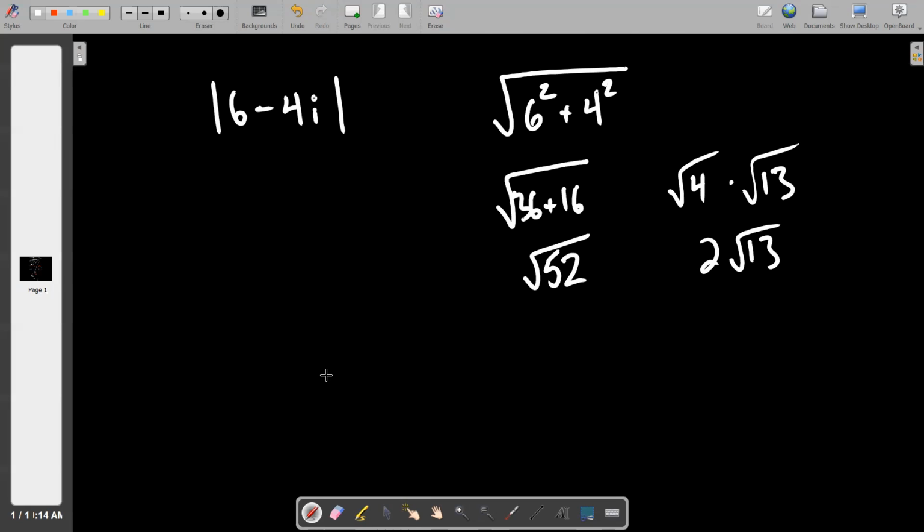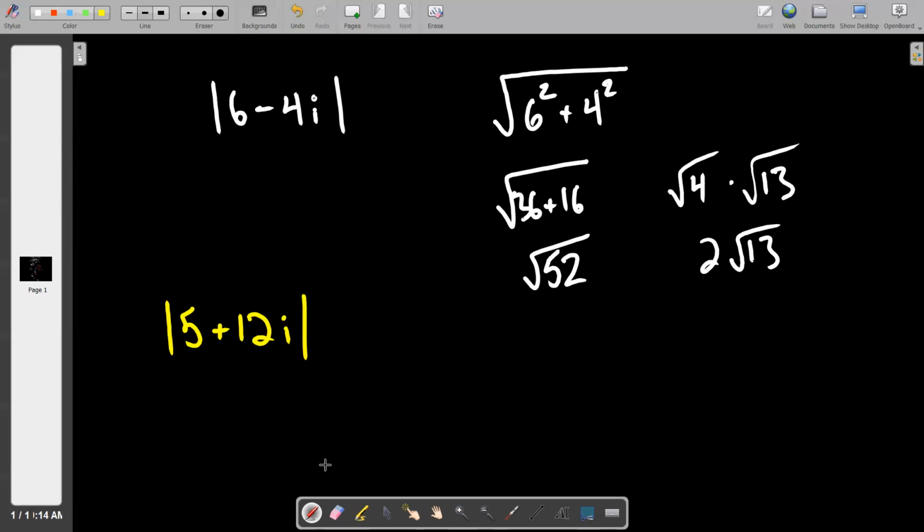All right, let's try again. You ready? Let's find the absolute value of 5 plus 12i. If you look up in your notes, assuming you wrote those triples down, that would help you for the record. This is a triple. Do you remember 5, 12, 13? 5, 12, 13 is a triple.